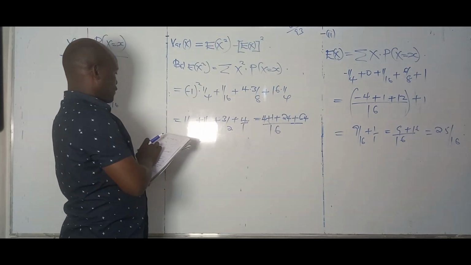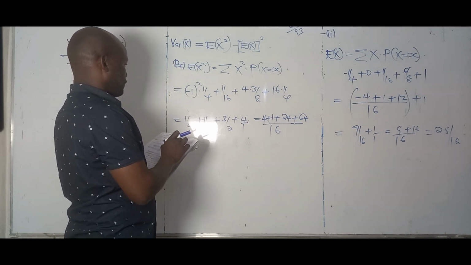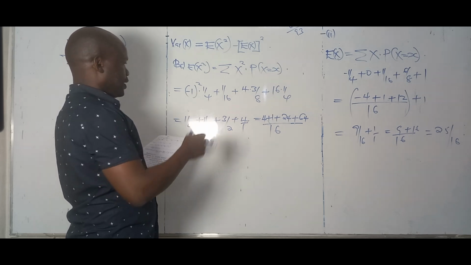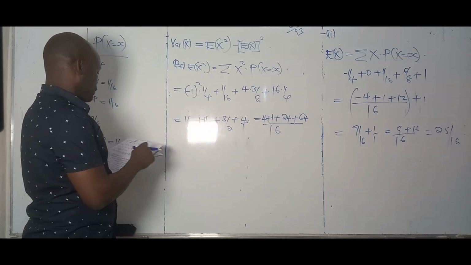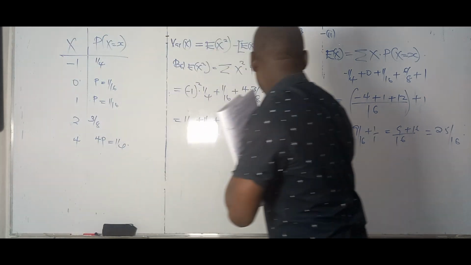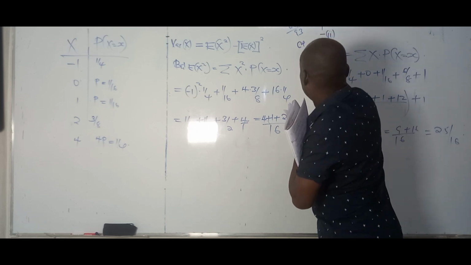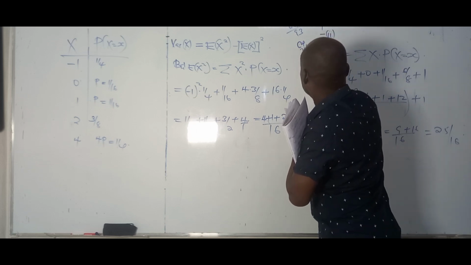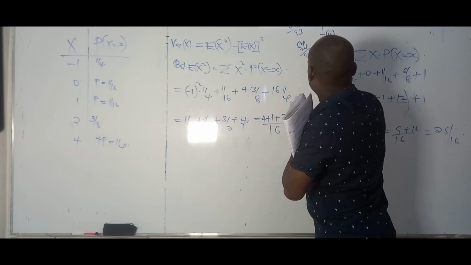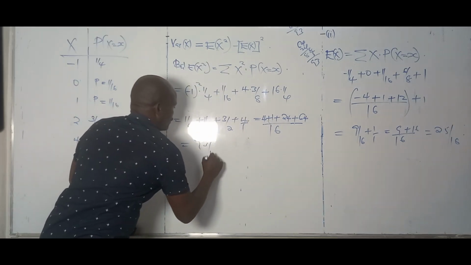Because it is 1 over 4, 1 over 16, and then 12 over 16, plus 16 over 4. So that gives me 93 over 16. Let me just add up again: 64 plus 24 is 88, 88 plus 5 is 93. So here I get 93 over 16.